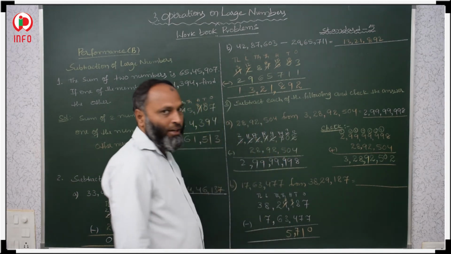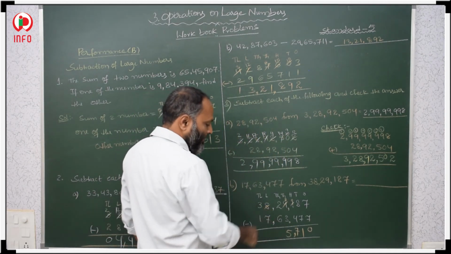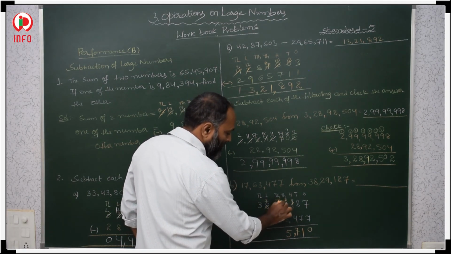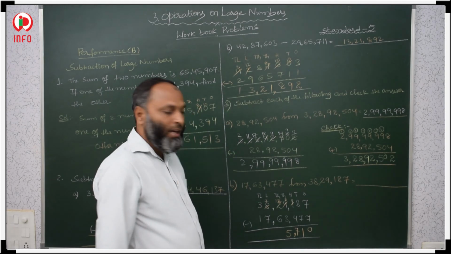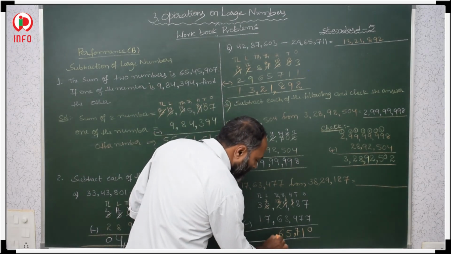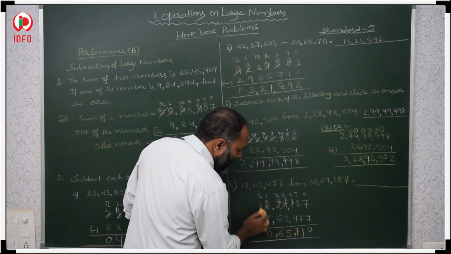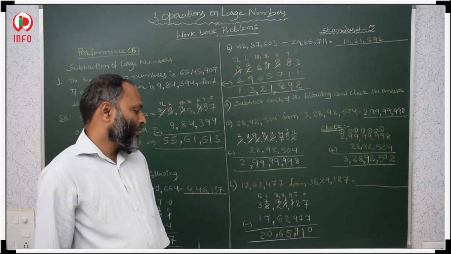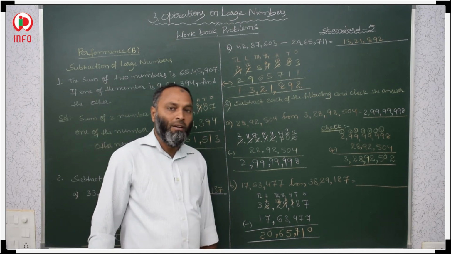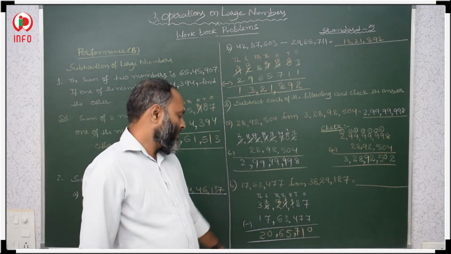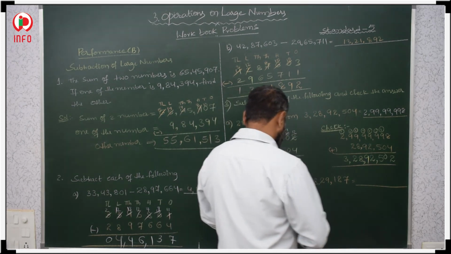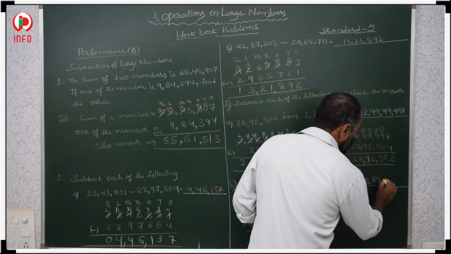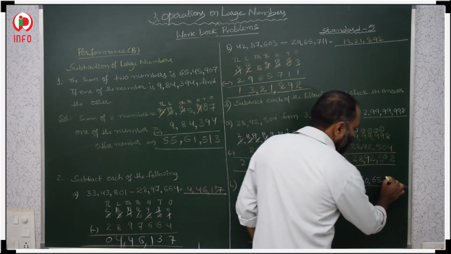Again this is lesser, so borrow from the next. It will decrease by 1. It will increase by 10. 12 minus 6 is 6. 7 minus 7, 0. 3 minus 2 is 1. 20 lakh 65,710. This is our answer. What is our answer? 20 lakhs 65,710.